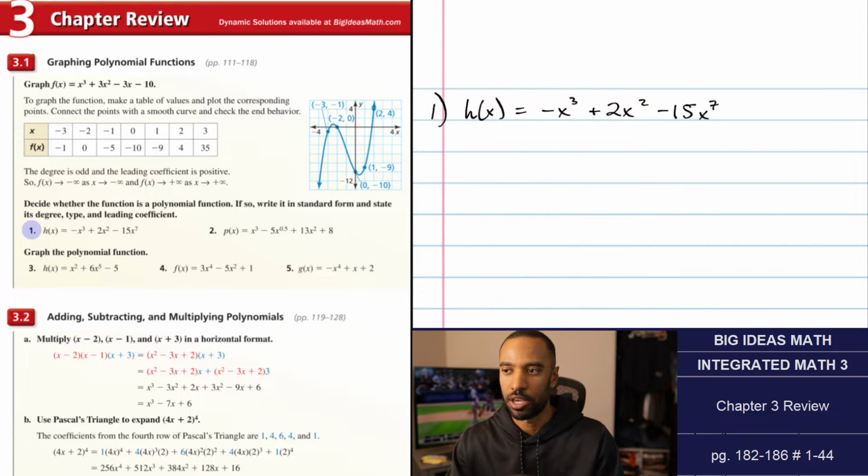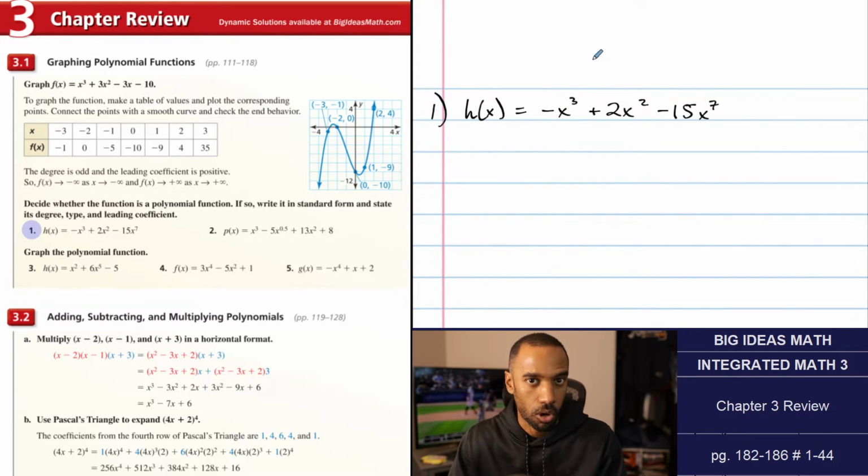So in this polynomial, the first thing I want to look at as a whole, whether I write it in standard form or not, is whether or not it's a polynomial. And this is a polynomial. Every variable is raised to a whole number exponent. This is raised to the 3rd power, the 2nd power, and 7th power.